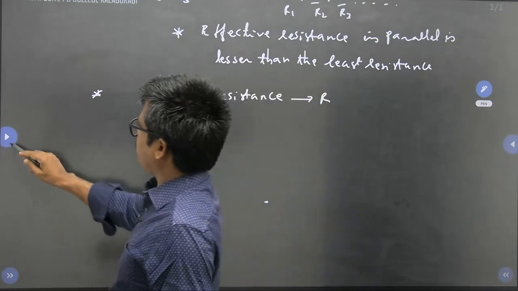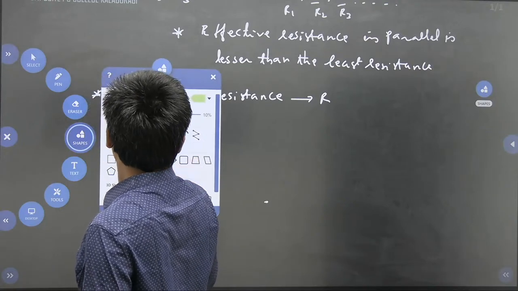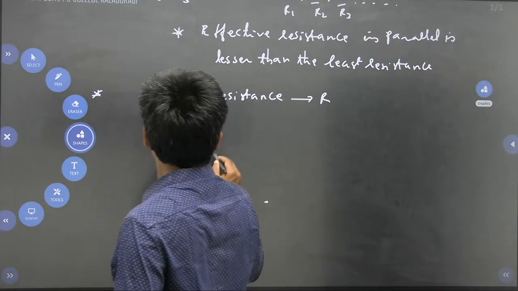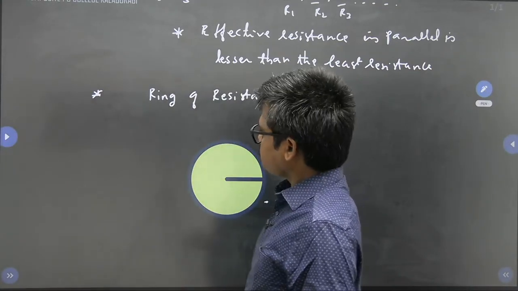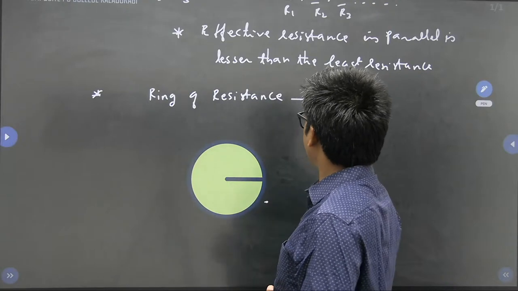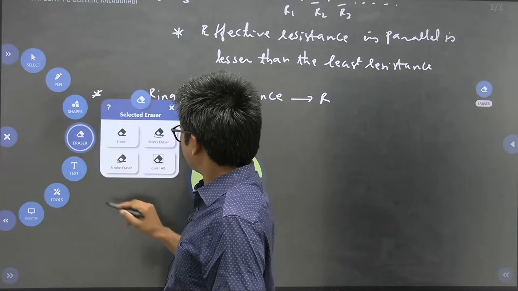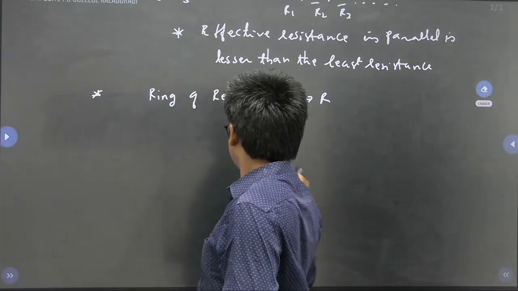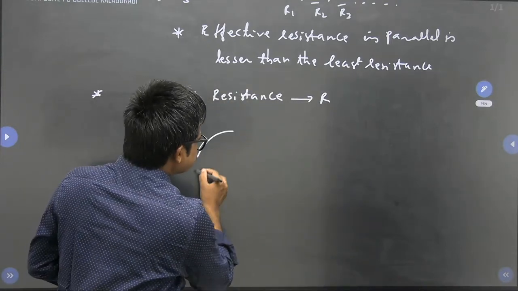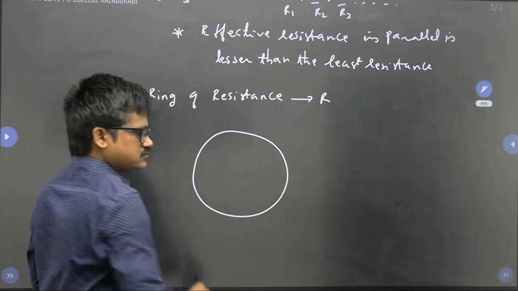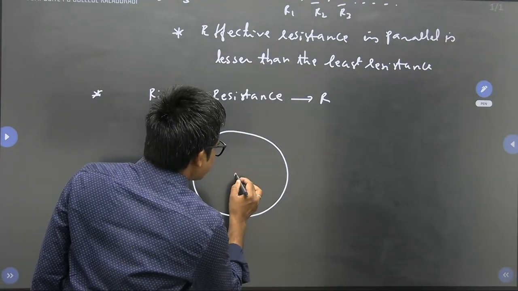Okay, suppose I have a ring. Let me take the ring. Okay, the radius of this ring will be what? Doesn't look like a ring, no? Okay. Suppose you have a ring. What is the resistance of that ring? R. Let us say the radius of that ring.